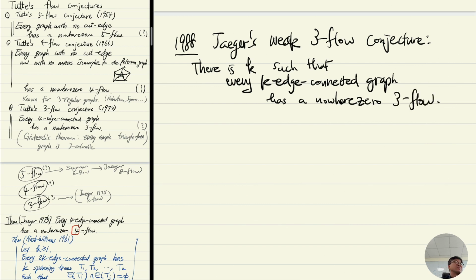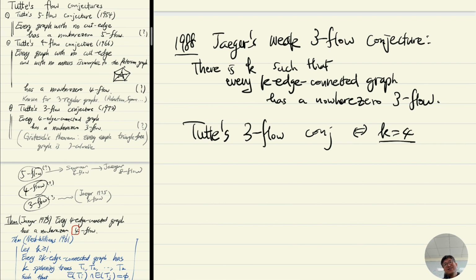Since we don't know how to prove the 3-flow conjecture, he was asking whether we could increase the edge connectivity instead of 4-edge-connected. So the 3-flow conjecture is the case when K is 4, and the question is, can we prove it for any K bigger than 4? I mean, any number. And for a long time, even with K a million, no one knew how to prove it. So it was open for 20 years.